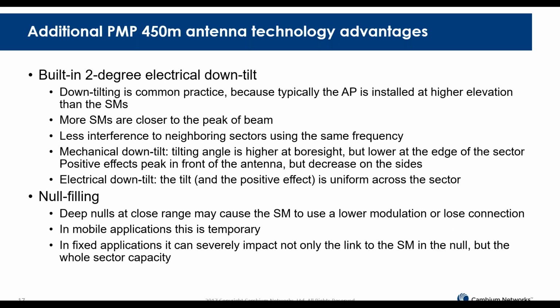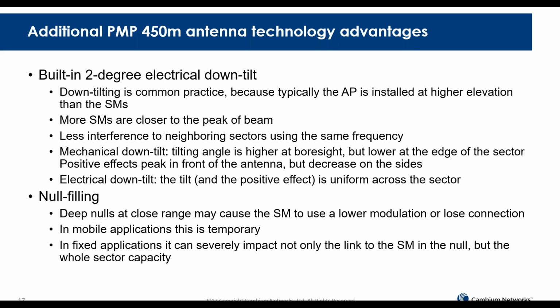Down tilting is a common practice because typically the access point is installed at higher elevations than the subscribers. So if we down tilt the device towards the subscribers, we have more subscribers closer to the peak of beam of the antenna. And also the access point is creating less interference to neighboring sectors that are reusing the same frequency. This down tilting can be done either mechanically or electrically. Mechanically means that we physically tilt down the device.